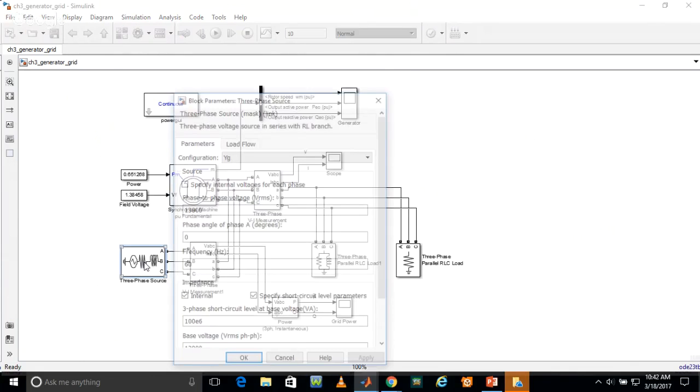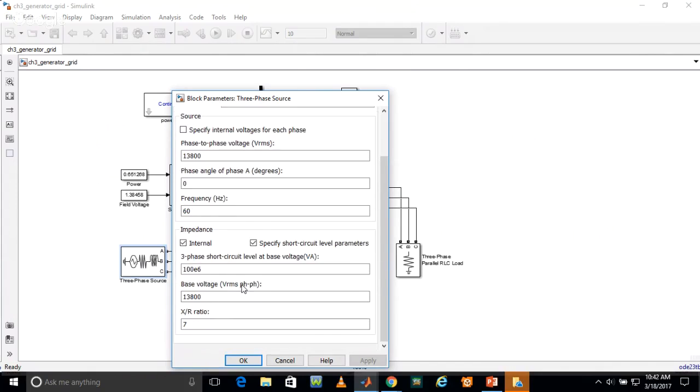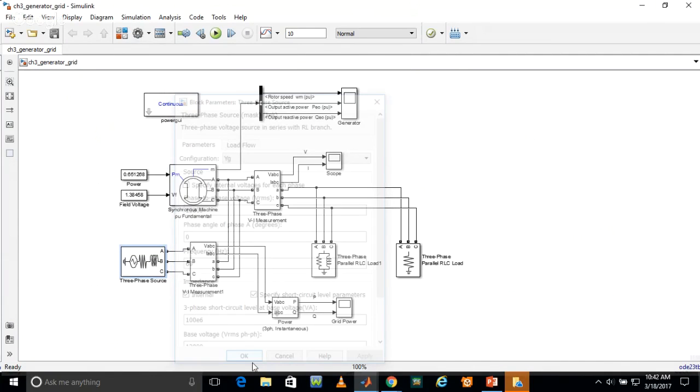In this system, if we double click it, this is 13800 volt, and here we are specifying the short circuit level parameters. Because in the grid system we have short circuit parameters that we have to define for our generating station also. So 100 megaVA is the power present, and 13800 volt is the voltage present in our three-phase source, and the X by R ratio is 7. So this is the system we have made.